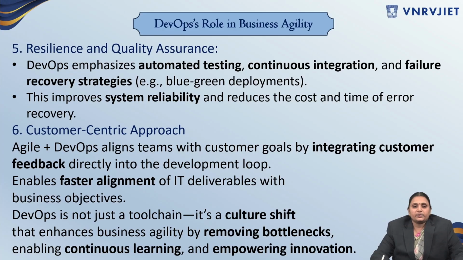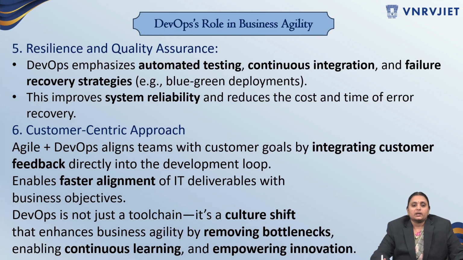And DevOps uses one more feature to improve business agility: resilience and quality assurance. DevOps emphasizes automated testing, continuous integration, and failure recovery strategies to improve business performance. This improves system reliability and reduces the cost and time of error recovery.